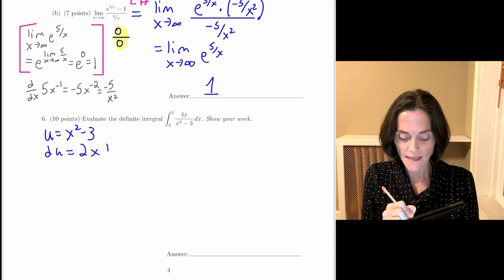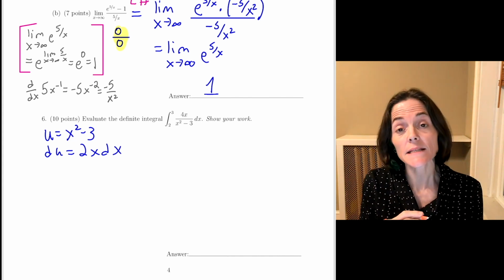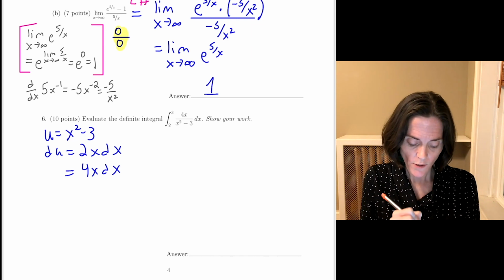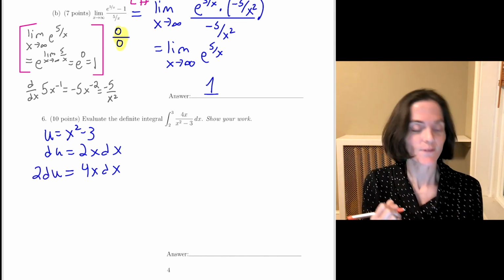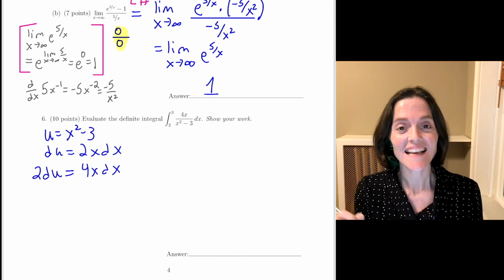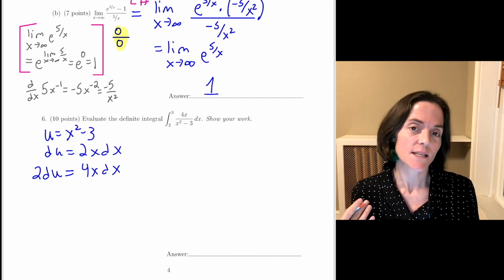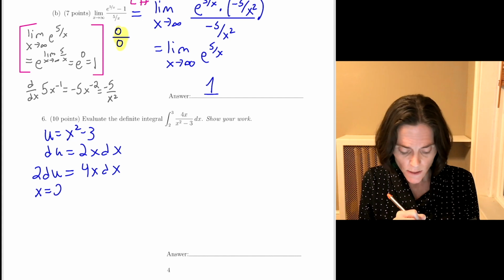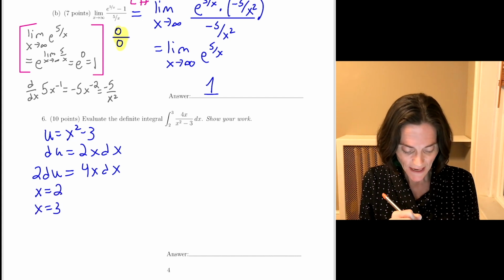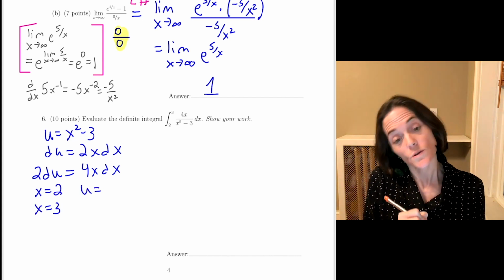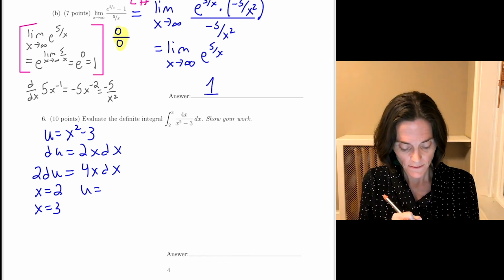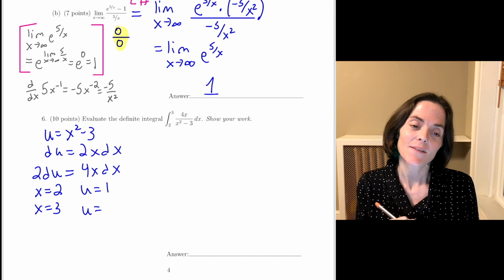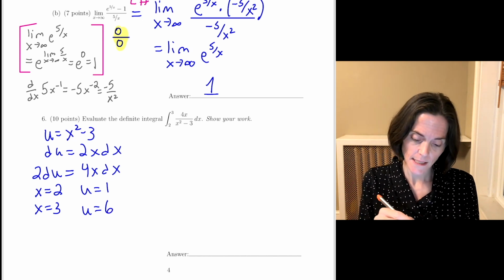U is x squared minus 3. du, we have 2x dx. Now handed to me in my integral is 4x dx. You notice this is 2 du. Now, I change my limits of integration to u limits. Always, it's easier for me. My x ranges between 2 and 3. And u here will be 2 squared minus 3, which is 1. Here u will be 3 squared minus 3, which is 9 minus 3, which is 6.